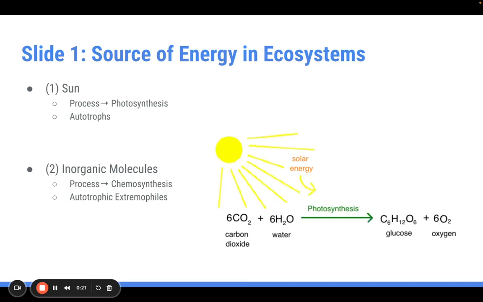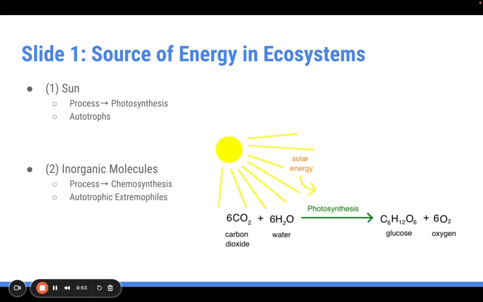The first part of our notes begins with the source of energy in ecosystems, or more specifically, where the energy comes from that is used to drive all of the processes in an ecosystem. There are two sources of energy, and what specifically is harnessed depends on the ecosystem itself. Most ecosystems utilize energy from the sun in a process known as photosynthesis. This is why we always begin with the sun in a food chain, because it is the main source of energy for most living things on our planet.